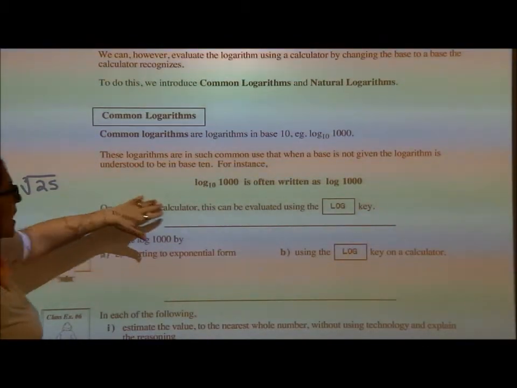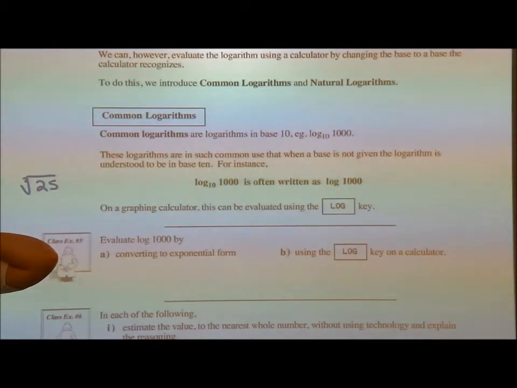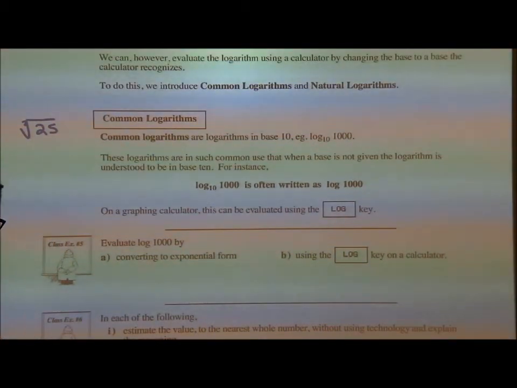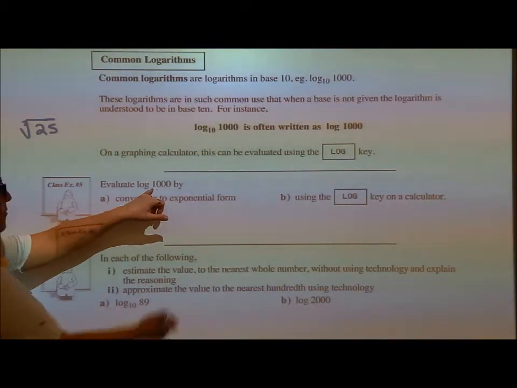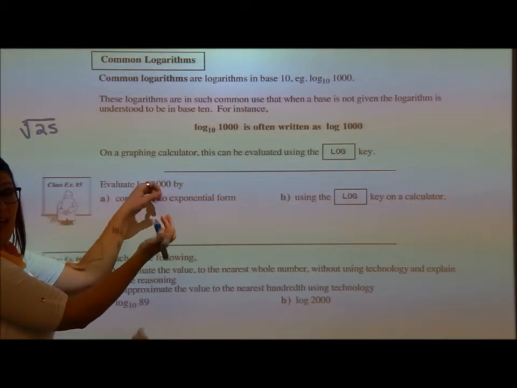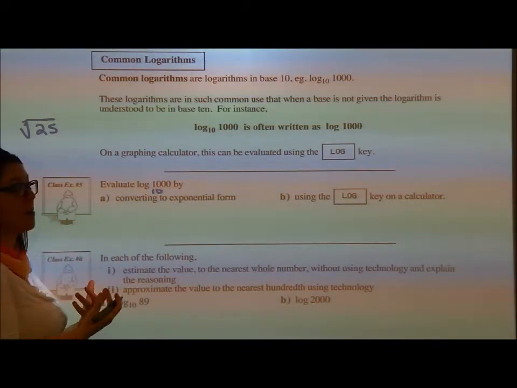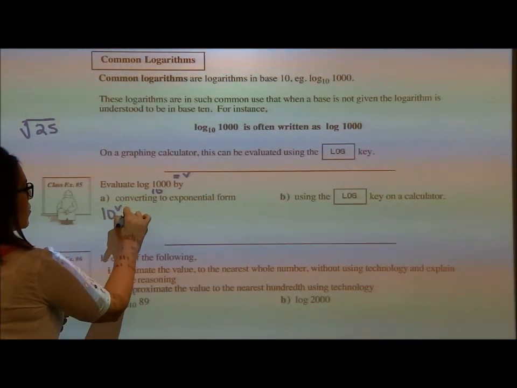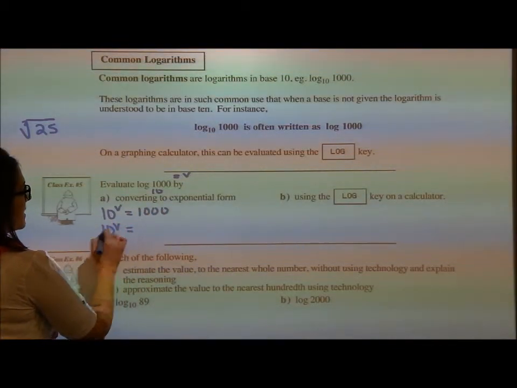We can use our graphing calculator and the log key on it to evaluate log 1,000. So if we were to do that with exponential form, if I was to calculate this the manual way, I have log base 10 of 1,000 equals v. So I have 10 to the power of v equals 1,000. How would I write 1,000 as a power of 10?